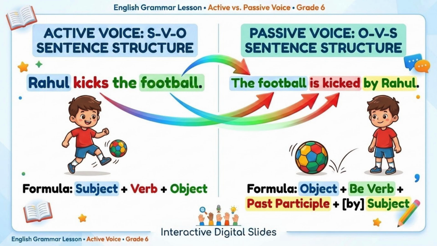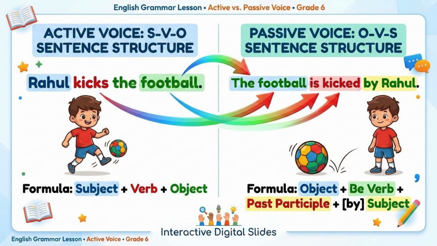Now let's change this sentence into passive voice. Watch the board carefully. The object, the football, moves to the beginning. The verb changes from kicks to is kicked. Finally, Rahul moves to the end. Now the sentence becomes, the football is kicked by Rahul. In passive voice, the focus is on the person or thing that receives the action.